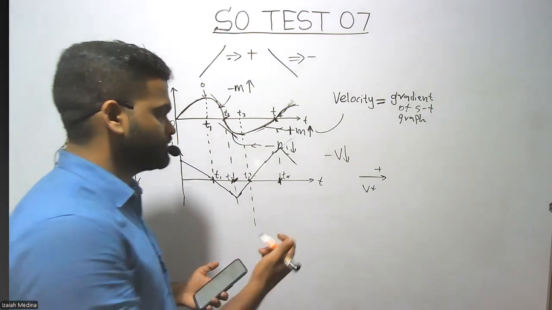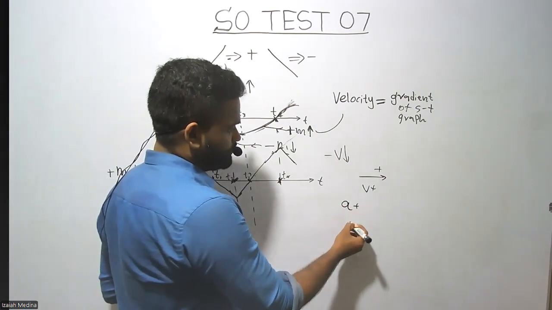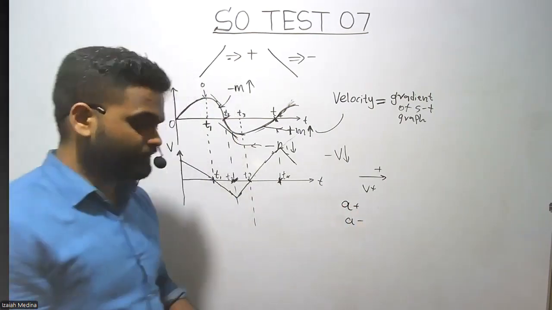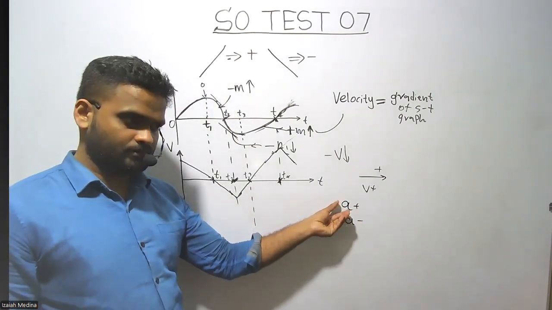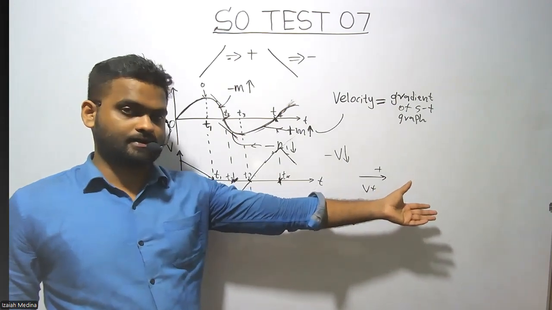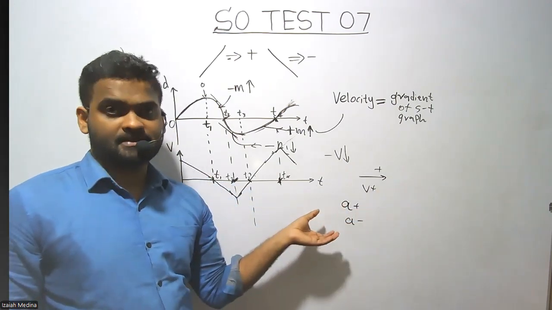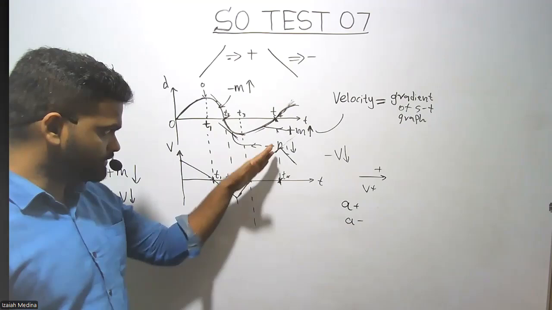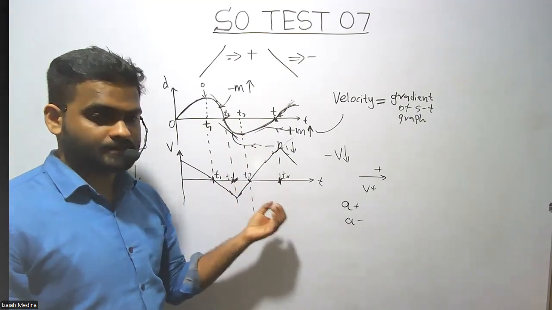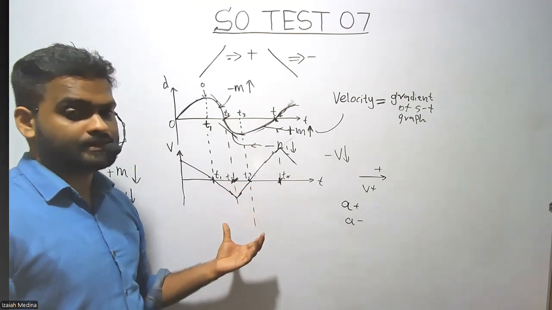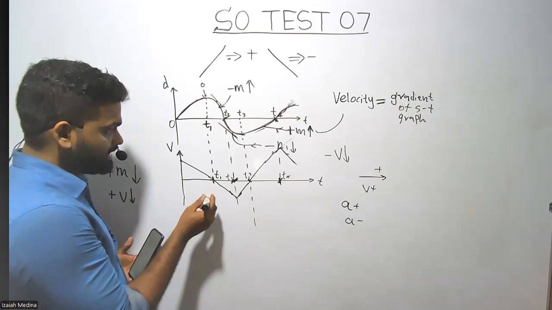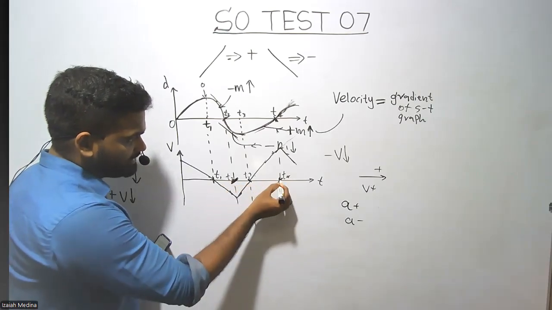Meaning you have to figure out whether the acceleration is positive or negative. If acceleration is positive, the acceleration is to one side. If it is negative, it is to the opposite side. So from these graphs, you have to figure out what happens. Using the VT graph, it is easy to find. And they say at T2 and T4.